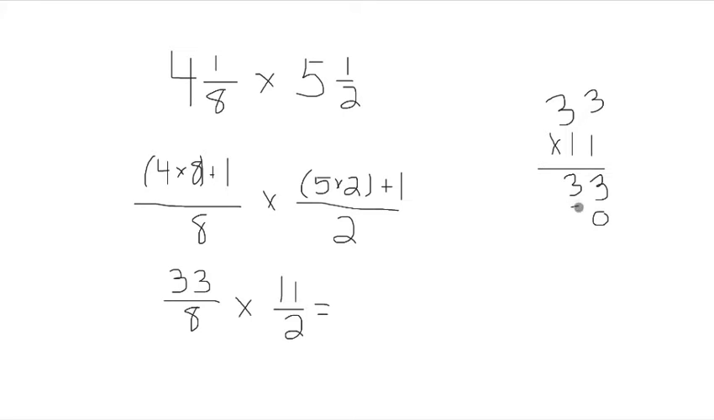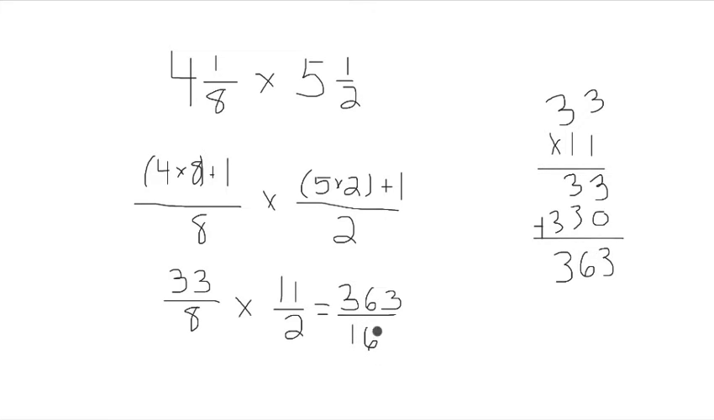1 times 3 is 3. 6. Sorry, we're adding this. 3. So that's 363. And then 8 times 2 over 16.